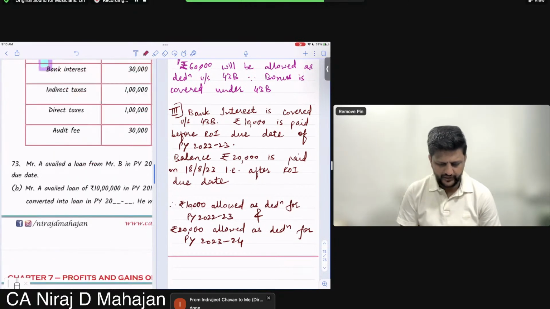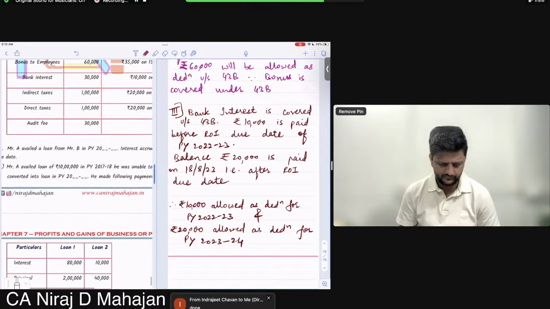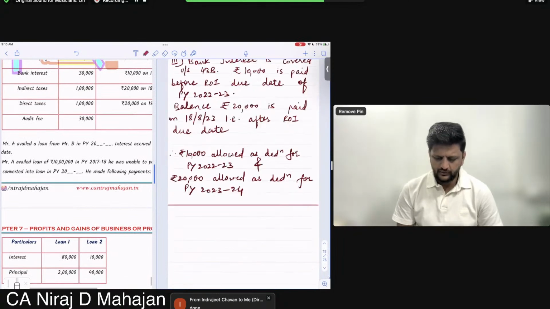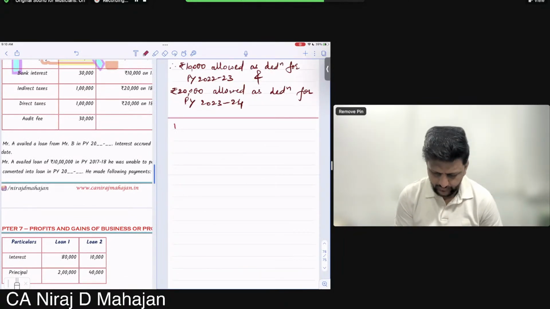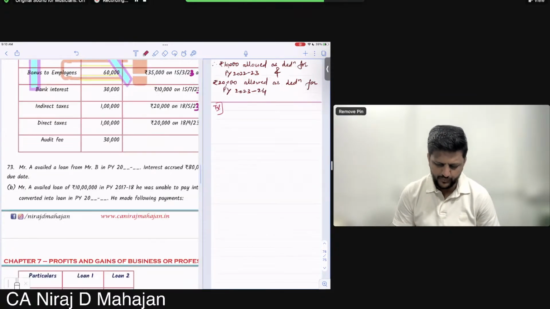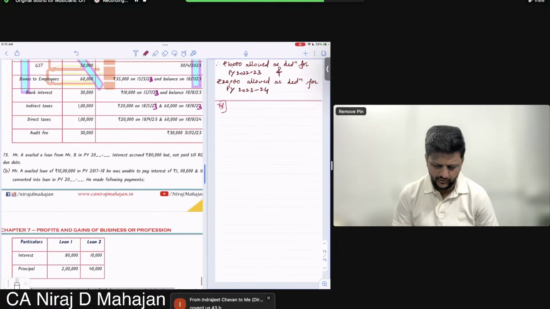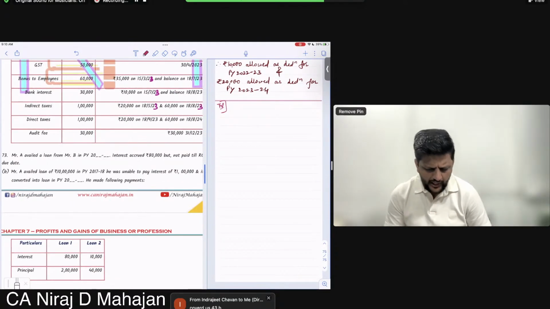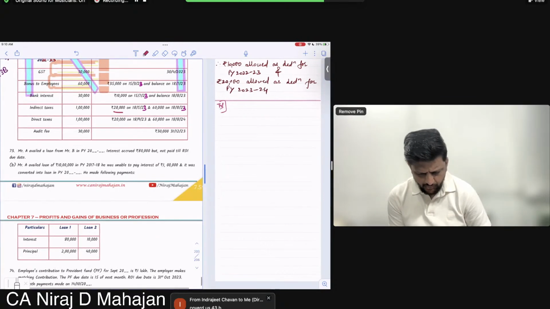Fourth one. After that, what do we have? Case 4. Indirect taxes. Indirect taxes, 1 lakh. Out of that, 20,000 paid on 18th May 23 and 60,000 paid on 18th August.